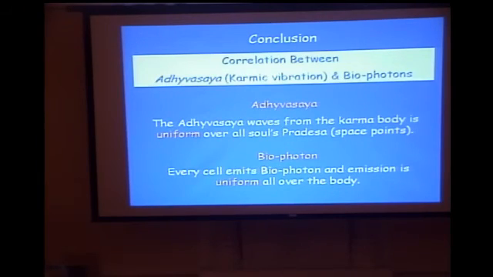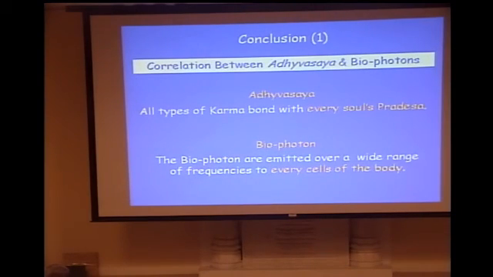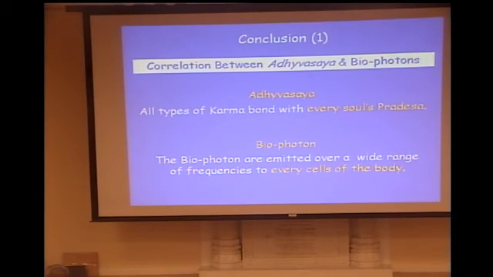Now, the correlation between karmic vibration and biophoton. Karmic vibration from the karma body is uniform all over the soul space points. In every cell, biophoton emission is uniform all over the body. They are within 50 billion cells and 10 times more bacteria. Every part of the body, they are spread all over the body, just like the karmic body. All types of karma bond with every soul's pradesh, territory. Biophotons are emitted over a wide range of frequency in every cell of the body.